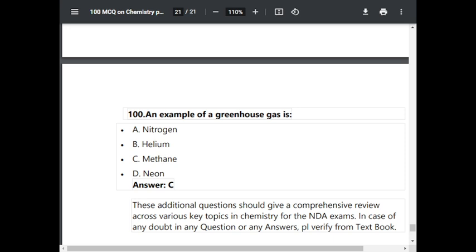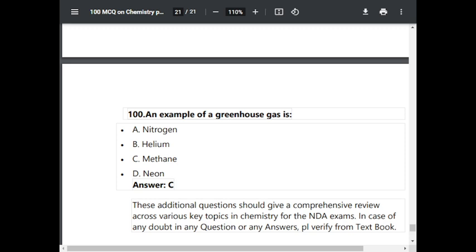Question number 100. An example of a greenhouse gas is: option A nitrogen, option B helium, option C methane, option D neon. The correct answer is methane. Out of these four, methane is the example of greenhouse gas.